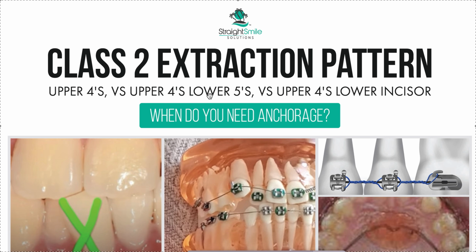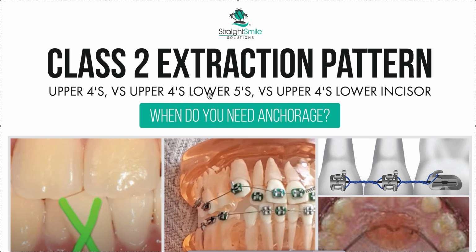Then I'm just going to put supplemental anchorage in on the top, like a Nance or a TPA to hold my force back. Yes, you can use TADs, but I don't see the point of doing something surgical that's painful and expensive if you don't need to, because you don't need to. Okay. So that would be that extraction pattern, and vice versa. You could do that on the lower with a lingual arch if you needed to take out something different. Okay, like if you needed to take out lower 4's instead of lower 5's.